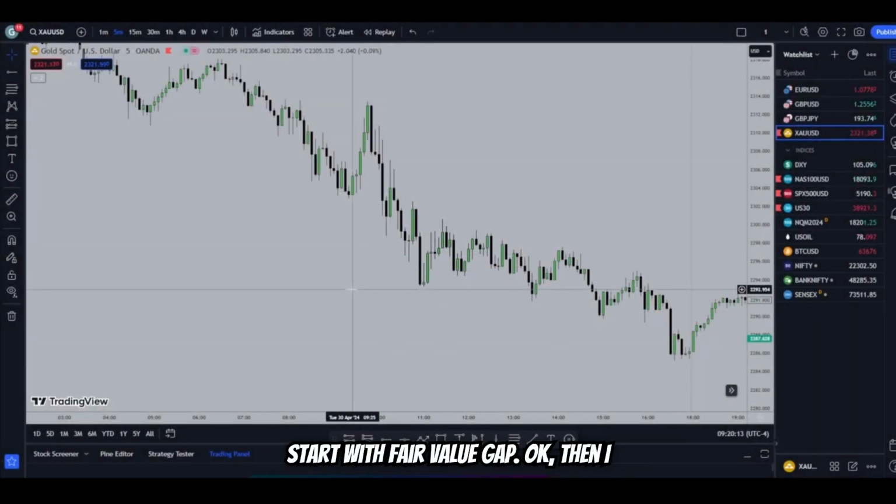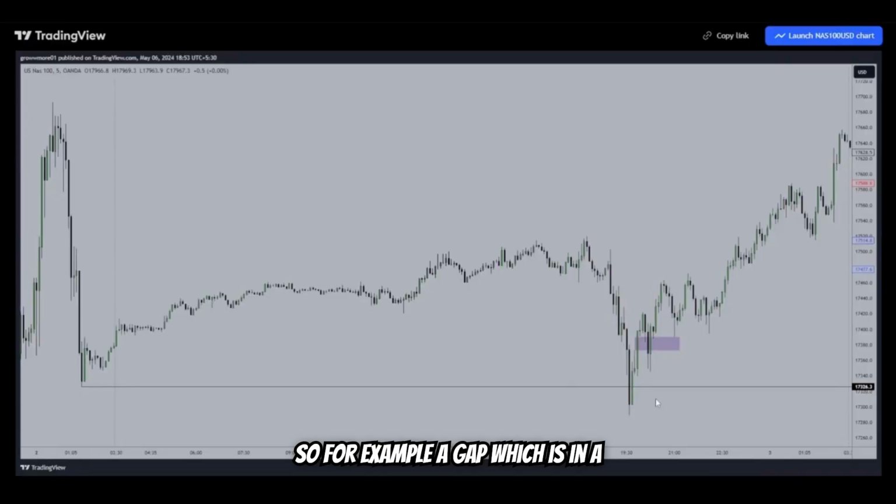So let's start with fair value gap. Then I will tell you why your fair value gap and order blocks are not working in the market. If you look at the name fair value gap, it means the gap which you are getting in fair value. For example, if you're taking a buy like over here, a gap which is in a discount zone is a fair value gap.